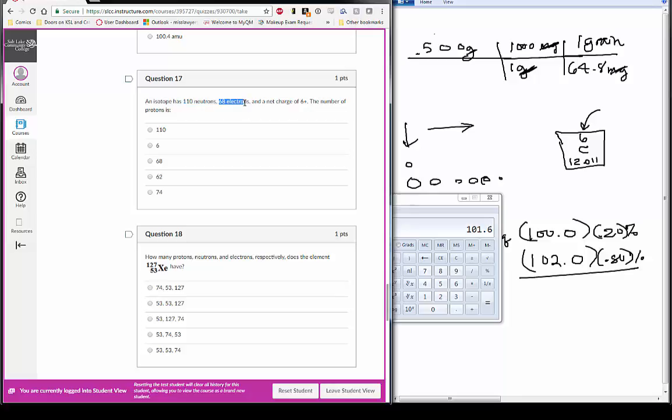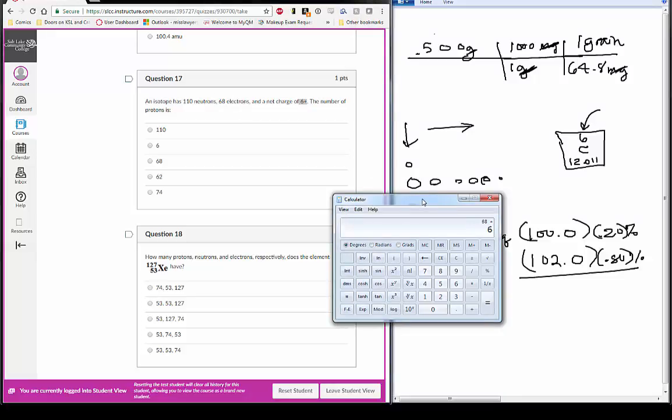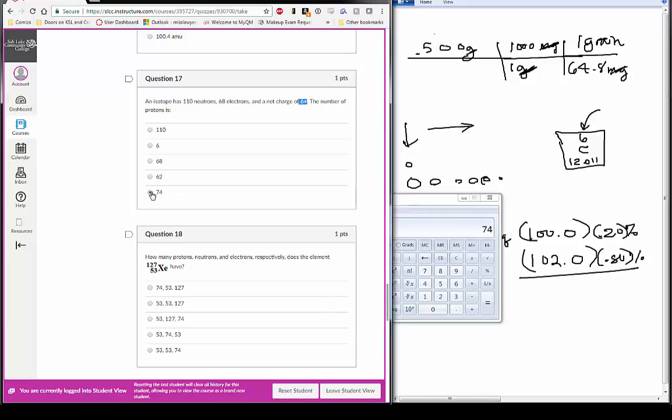But you do know that the number of protons minus the number of electrons gives you the charge, because if you have extra electrons, you'll have a negative charge. If you have fewer electrons than protons, you'll have a positive charge. So this tells me I have 6 more positive charges, or 6 more protons than I have electrons because they have negative charges. So if I have 68 electrons, then I must have 74 protons.